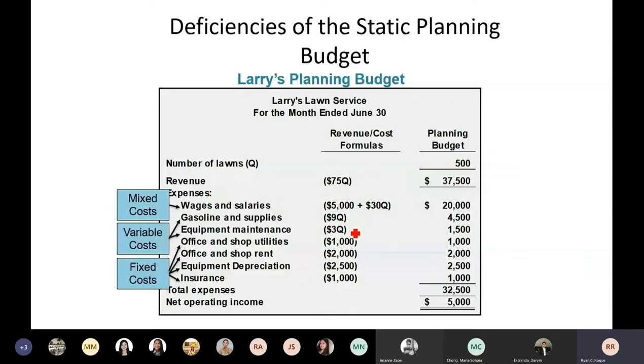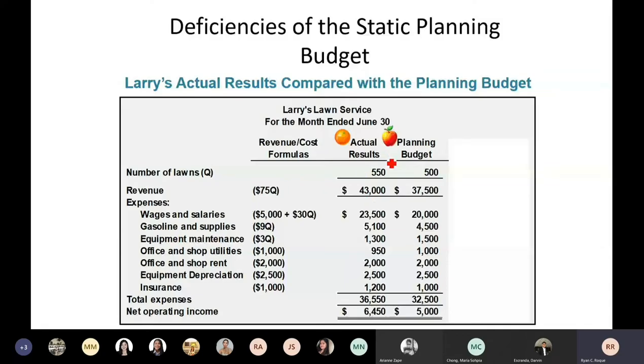Okay. So, ito po yung actual results natin. Instead of 500, ang actual lawns mowed natin ay 550. So dito, if we compare yung 500 at 550, immediately, pinagtabi natin dito, ito po ang mangyayari. So ang revenue natin ay 43,000. Ang wages and salaries ay 23,500. Actual results po to. Sa actual, possible na hindi masunod perfectly yung ating budget na nandito. Just like the insurance, 1,000 dito, but actually is 1,200. So, ito yung budget natin. I-compare natin sa actual natin.